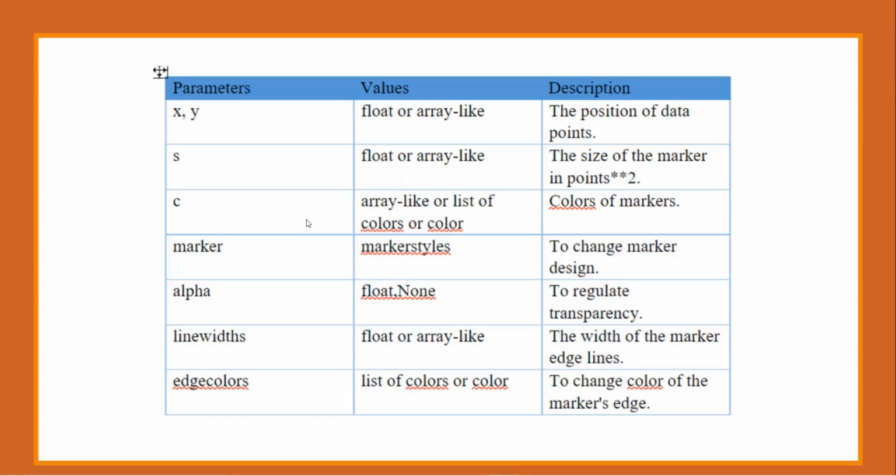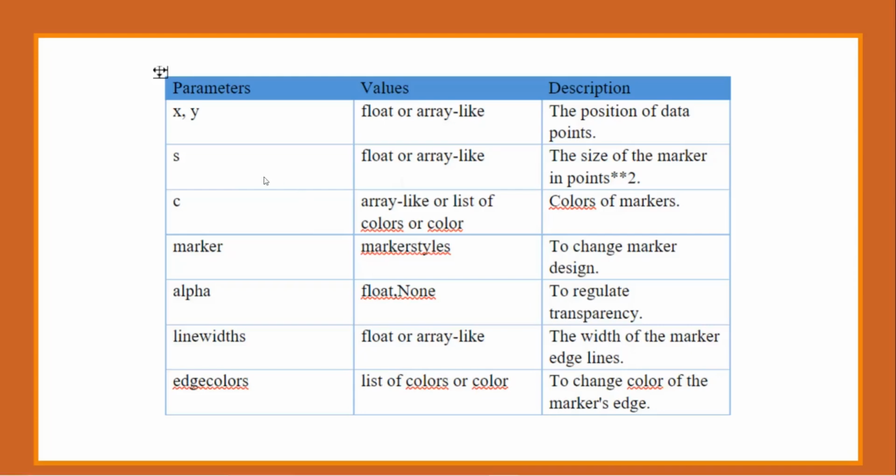The next parameter is linewidth, and it takes a value as a float or an array-like structure, and it is used to change the width of the marker edge lines. And the last parameter is edgecolors. It also takes a value as a list of colors or simply as the name of a color, and it is used to change the color of the marker edge.